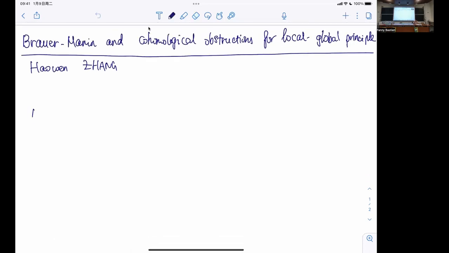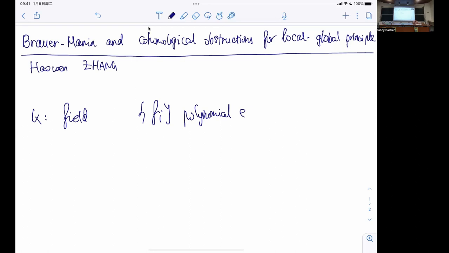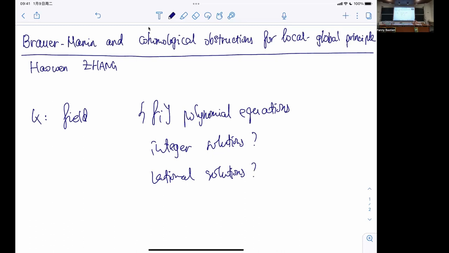Okay, so we'll start. Let K be a field. Of course, in the classical setting, K is just the field of rational numbers. We want to solve a system of polynomial equations, and find out if there are integer solutions or not. Or more generally, we want to talk about rational solutions. With the language of geometry, this system of polynomial equations defines a variety.